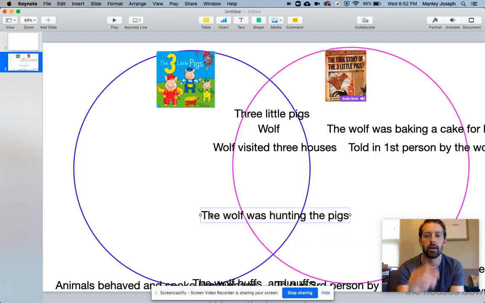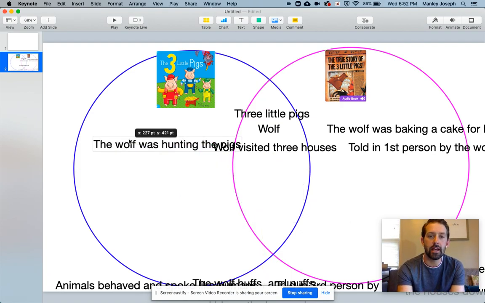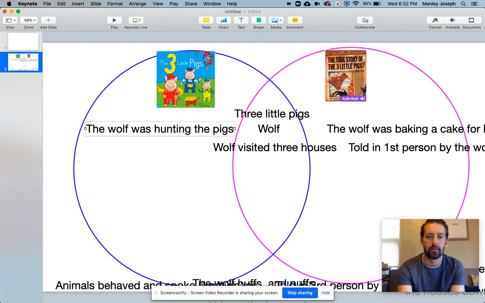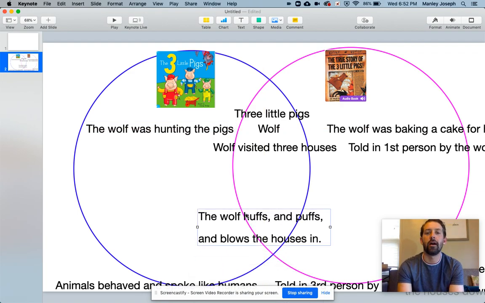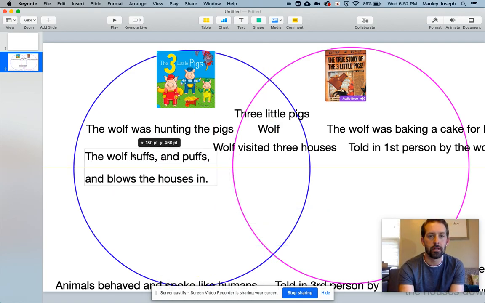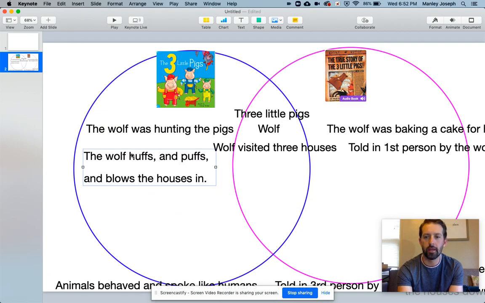The wolf was hunting the pigs. Yeah, that one would just be in the classic version. The wolf huffs and puffs and blows the houses in. Now, there was damage to the houses in both stories, but only in the classic version is the wolf huffing and puffing and blowing the house in.